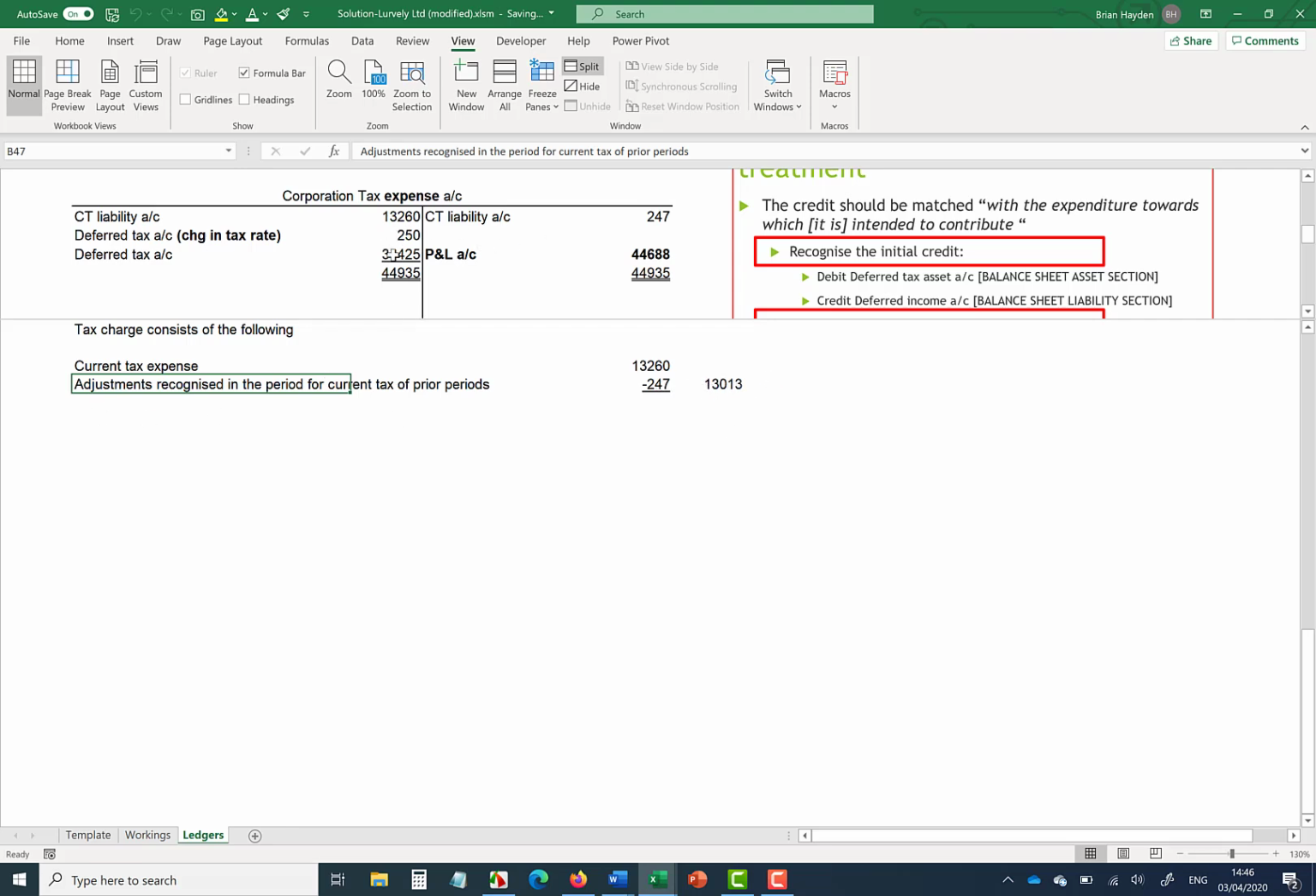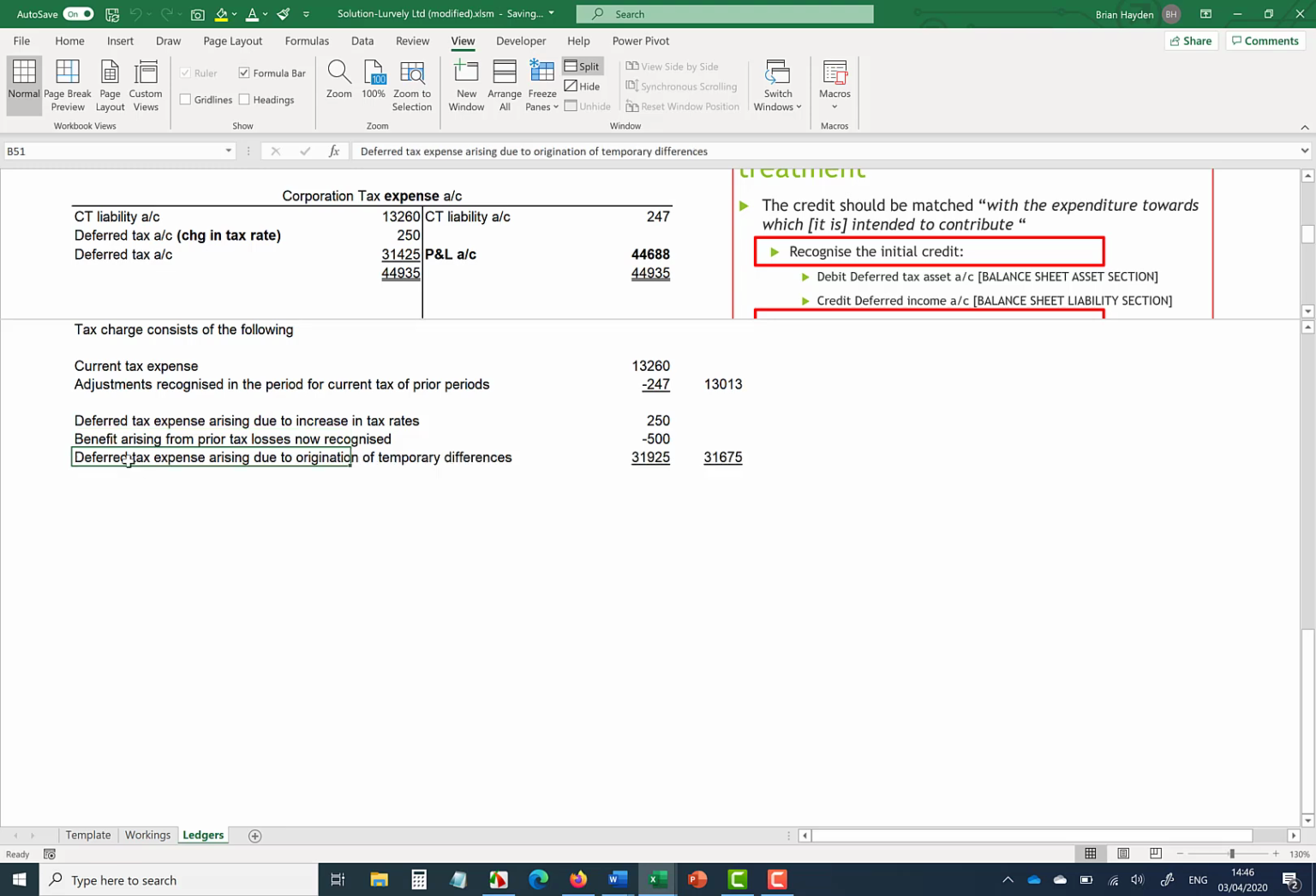Then we've got a series of deferred tax consequences, and we need to list these individually. So we've got the deferred tax arising due to an increase in tax rates, and we've got the saving from the tax losses. Again, this needs to be specifically listed. That's a negative 500, and then the 31,425, because that was net of the 500, I have to make this 31,925. These two in combination add up to 31,425, and that gives you your deferred tax of 31,675 impact. So tax charge per income statement 44,688, and that is the question solution in full.